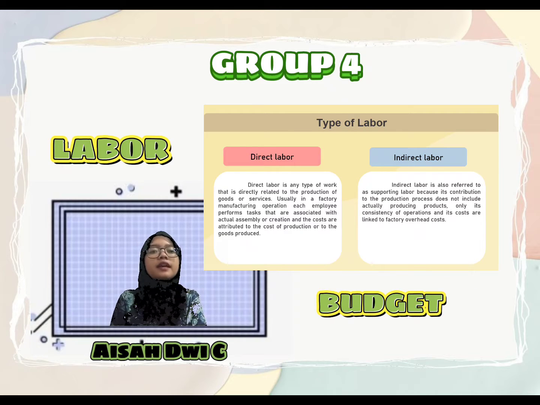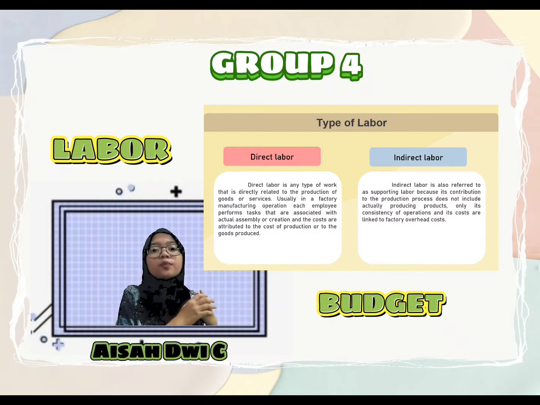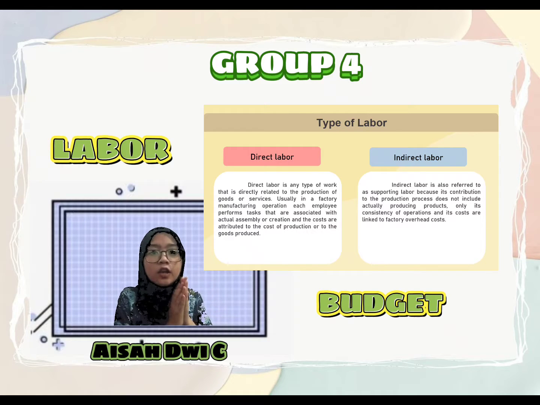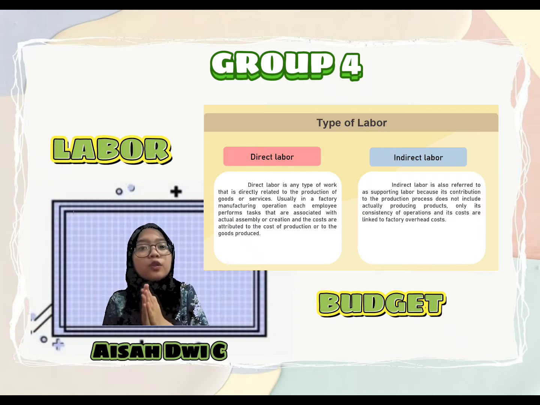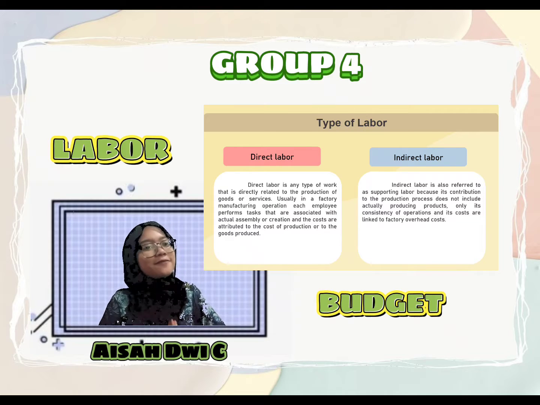And the next is indirect labor. Indirect labor is also referred to as supporting labor because its contribution to the production process does not include actually producing the product, and its costs are linked to factory overhead costs. So the difference is that direct labor is related to producing directly, while indirect labor just supports direct labor. For the cost, direct labor is included in cost of production, and indirect labor is included in factory overhead costs. The next part will be explained by Ivantina and Reka. The time is yours. Thank you.